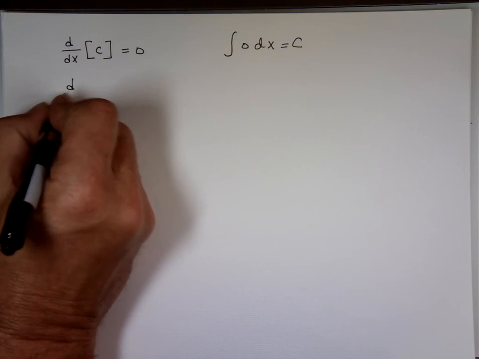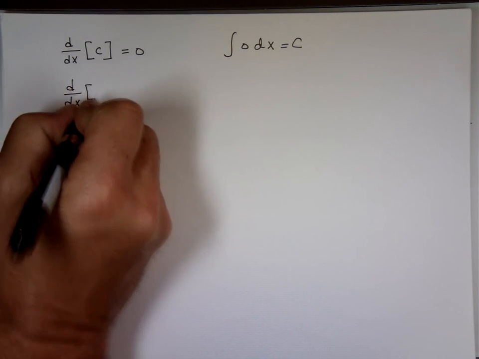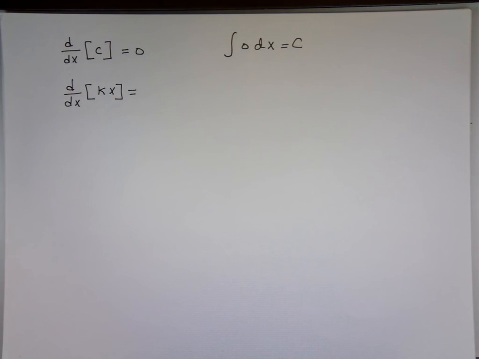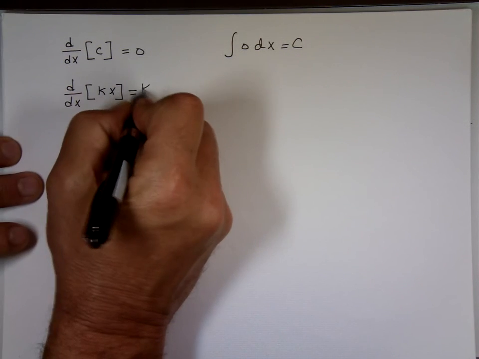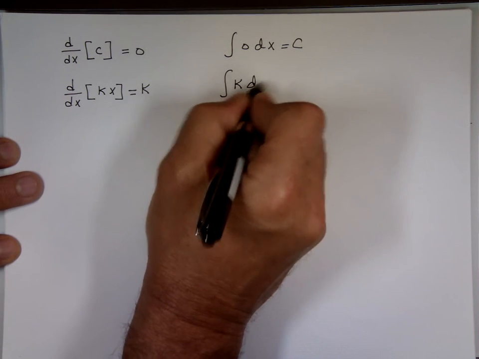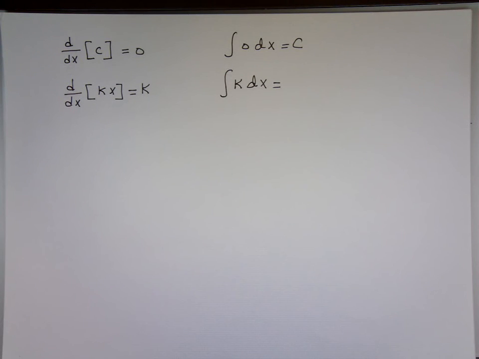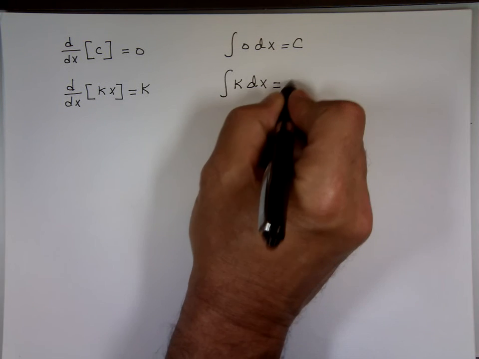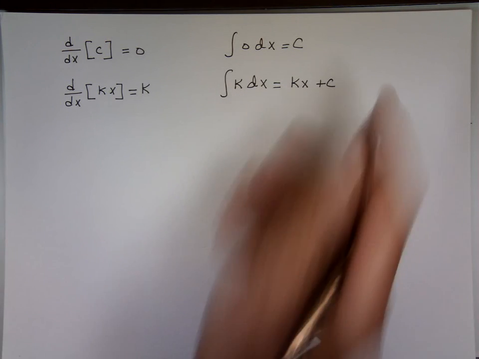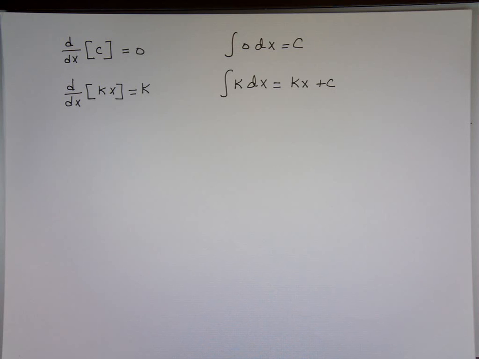The derivative of k times x, k is a constant, is what? K, yes. What is the integral of k dx? What function has a k for a derivative? Isn't that kx? And you always have to add the constant, because it could be 3x plus 4, 3x minus 5, or just plain 3x. The derivative of 3x is 3.